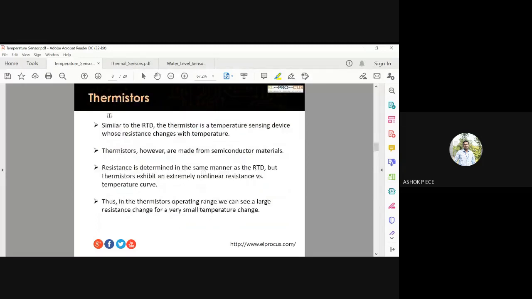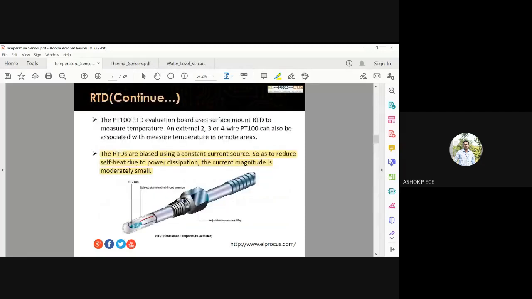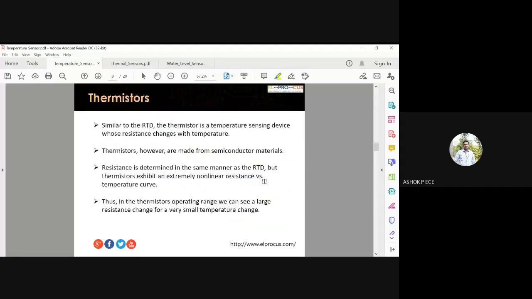So this is the RTD, and the equivalent temperature is sensed. That voltage, the equivalent resistance, you can get at the output of the device. So next one is the thermistor.